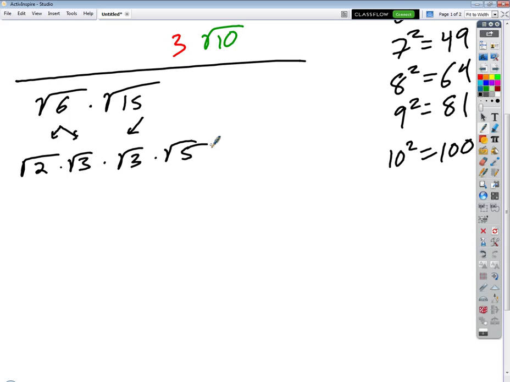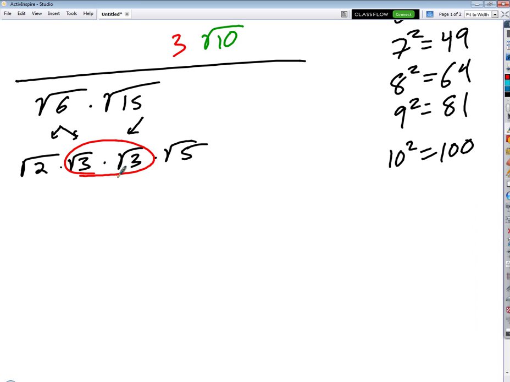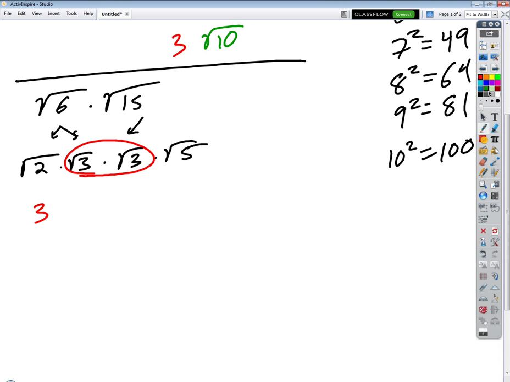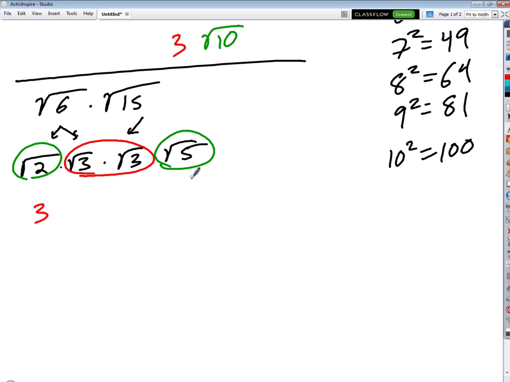Yeah, square root of 3 times square root of 3, right? So when I combine those, what am I going to get? Right, so I'm just going to get a plain old 3. Square root of 3 times square root of 3 cancels the square root. Whenever you multiply a square root by itself, the square root goes away. So I just get 3. And then what are these going to become when I multiply those together? 10. Yeah, square root of 10.